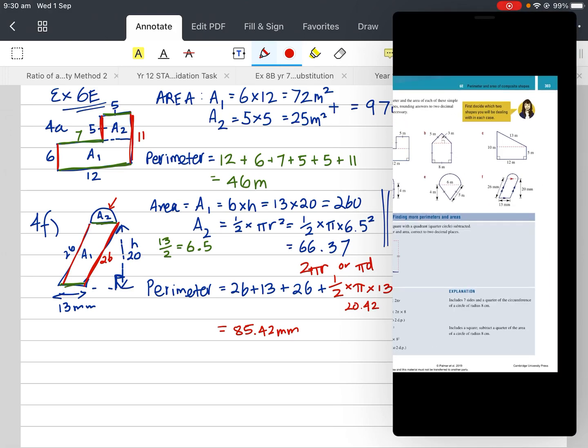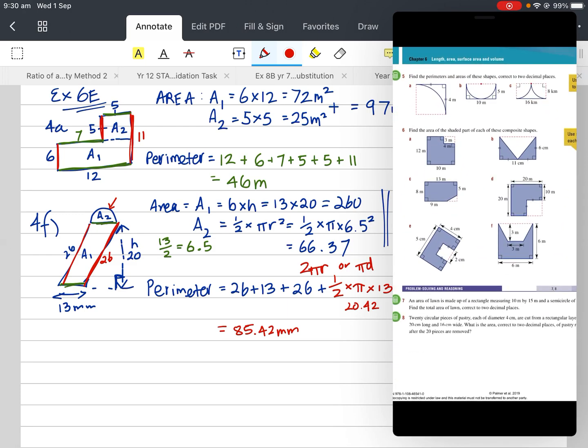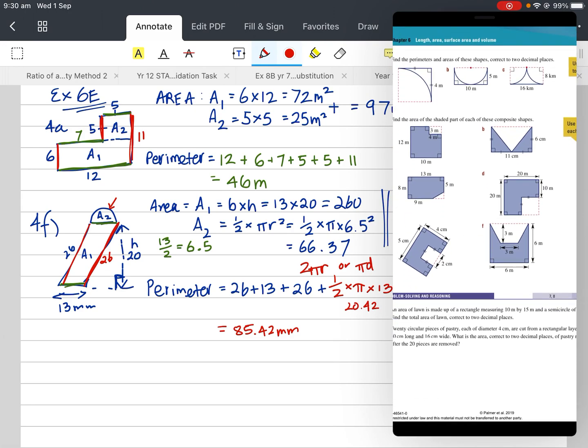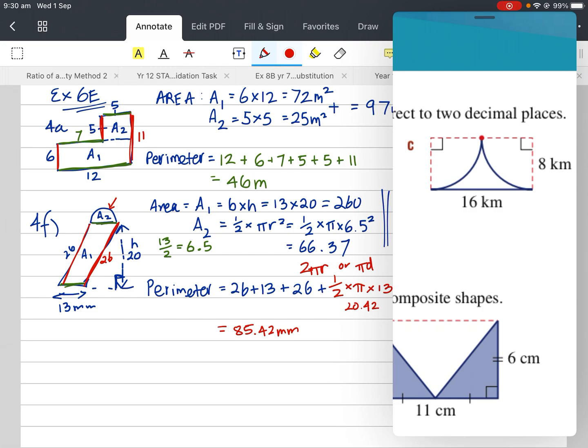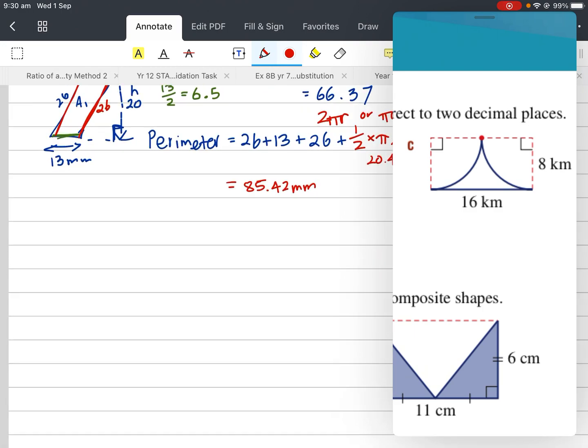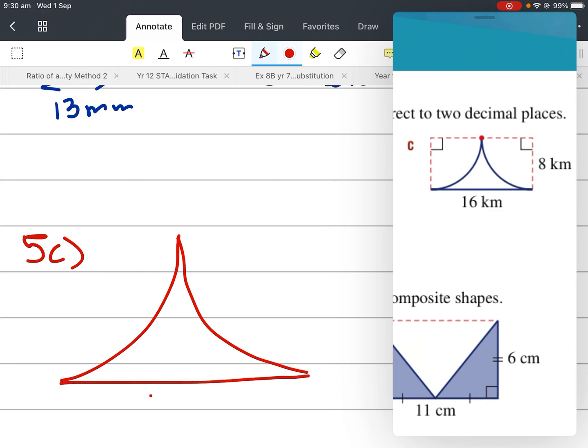So next is question 5. So here is question 5. Here's 5C. This is asking us to find the perimeters and the areas of this shape to 2 decimal places. Ooh, that looks a bit yucky, doesn't it? Alright, so 5C. I'll draw the diagram without all those other bits first so you can see it. Alright, so that's 16 kilometres and this is 8.